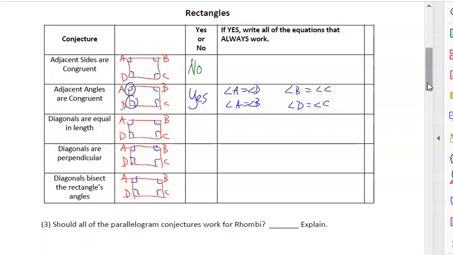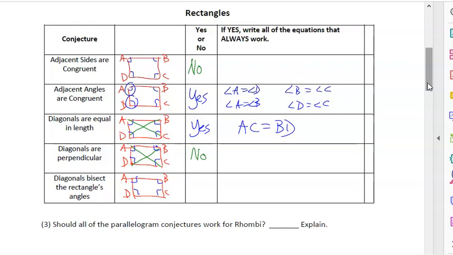The diagonals, so it would be AC and BD, were they the same length in the investigation? And hopefully you found that answer to also be yes this time. So AC and BD are always the same length. The next question or investigation was, if I look at the diagonals, are the diagonals perpendicular? And this answer here is no.